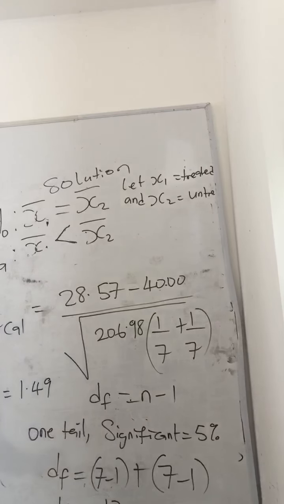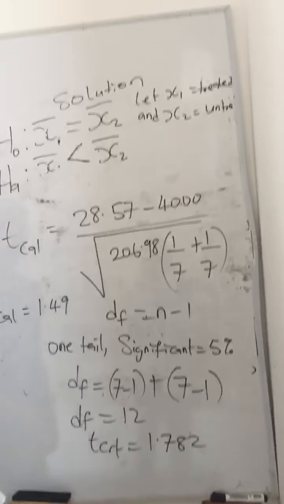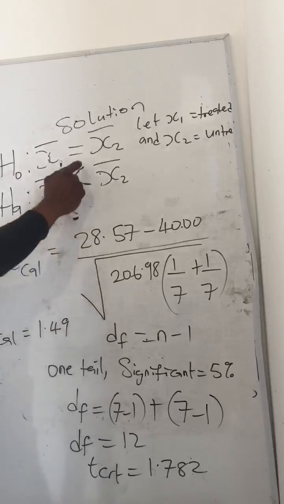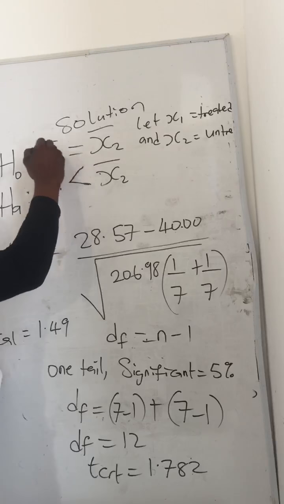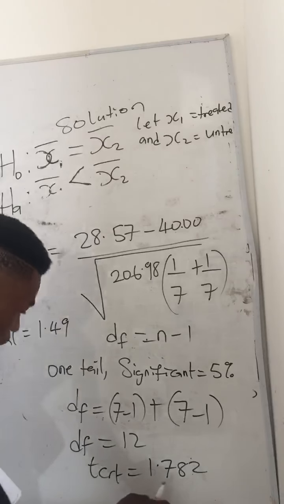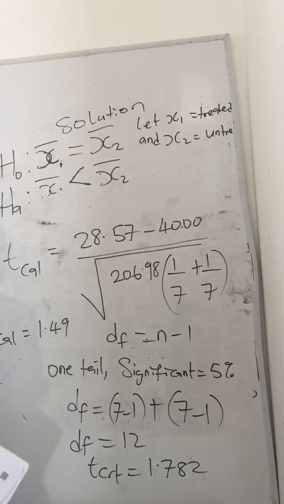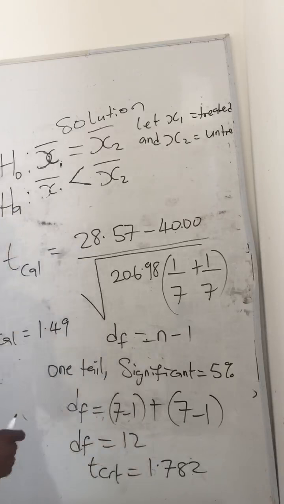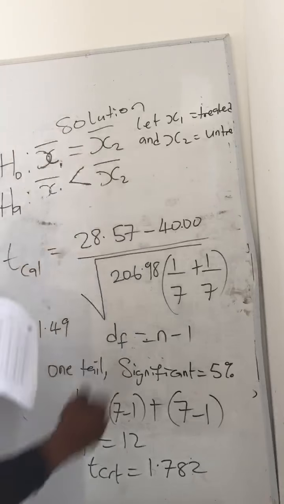The next thing you do is compare the calculated test value to the critical test value. Remember we said that when you compare, if the calculated is higher than the critical, then you can reject the null hypothesis. But if the calculated is less than the critical, then you fail to reject the null hypothesis. Looking at our critical T value, 1.782, and our calculated T value, 1.49, the critical is higher than the calculated, or you can say the calculated is lesser than the critical.